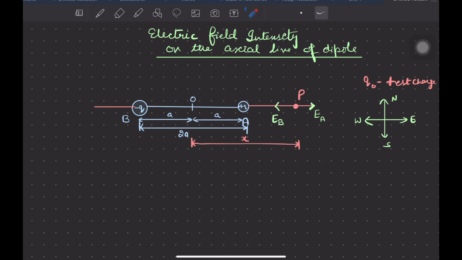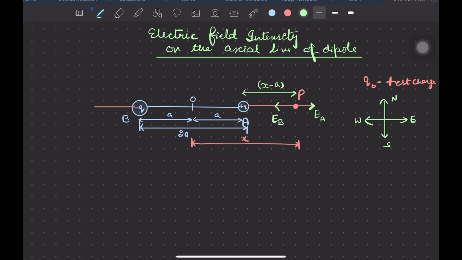So I know the distance from the center of the dipole to the point P is x. Then what will be the distance of point P from point A? This distance is known, that distance is known, and I just want to find this distance. It becomes easier to calculate now. Total distance x, subtract this much distance from it, and we get x minus a. So the distance from A to P is x minus a.